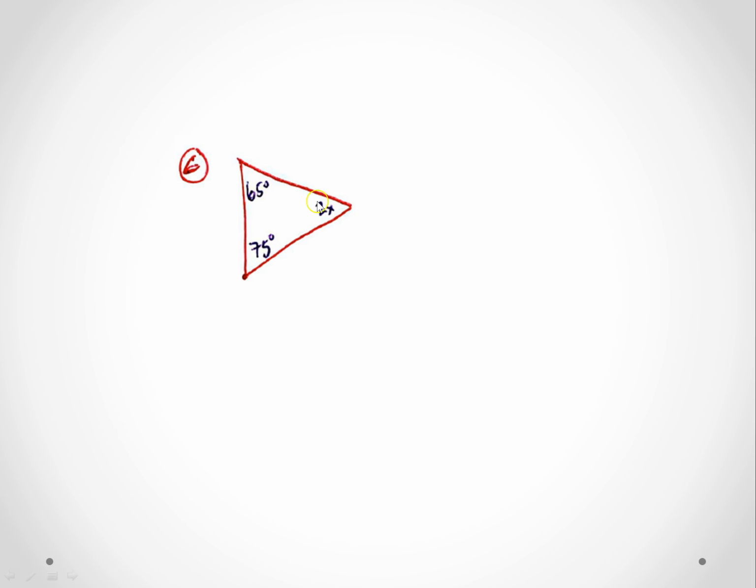So number 6, we have a triangle. And that triangle has 3 angles. And they're all interior angles. So we know that if we add up all of the interior angles for a triangle, they've got to add to equal 180. So I'm literally going to add them to equal 180 degrees.